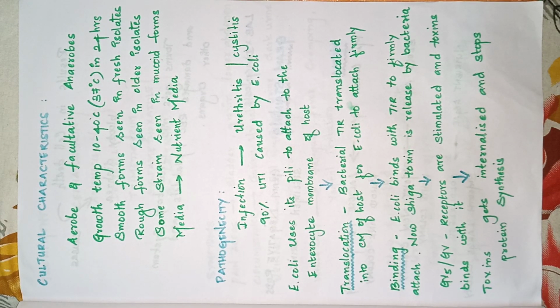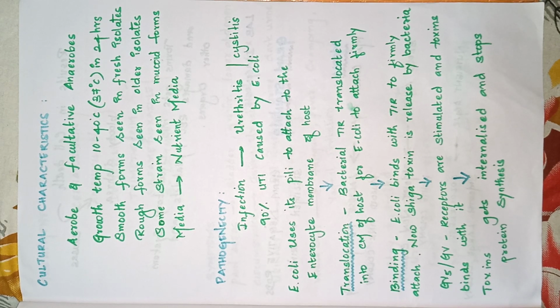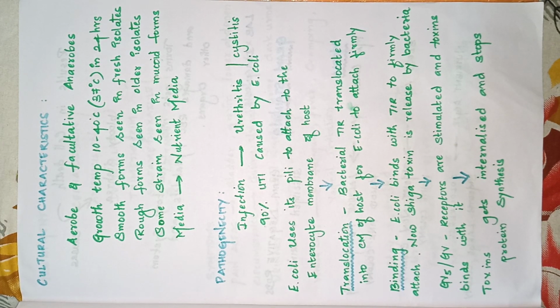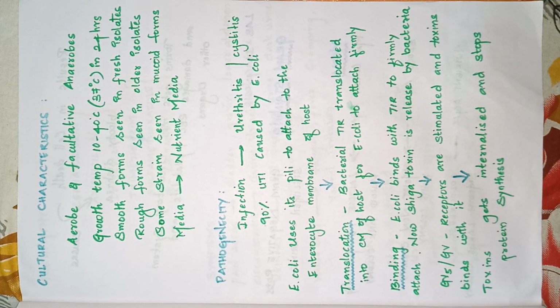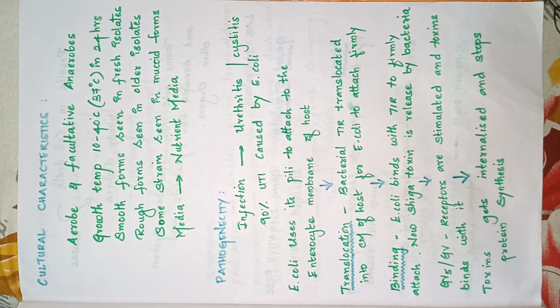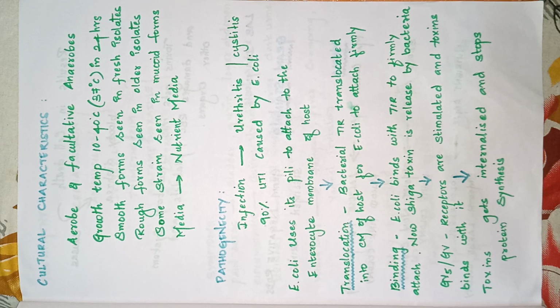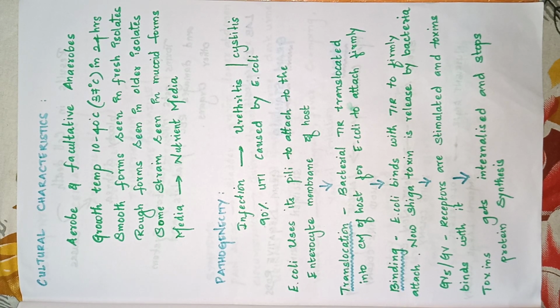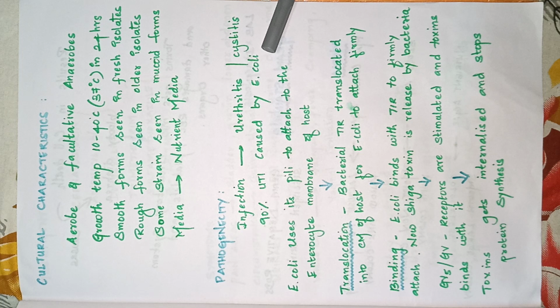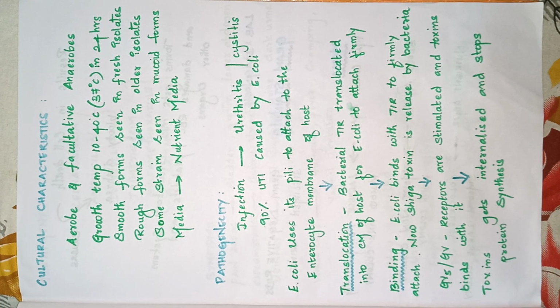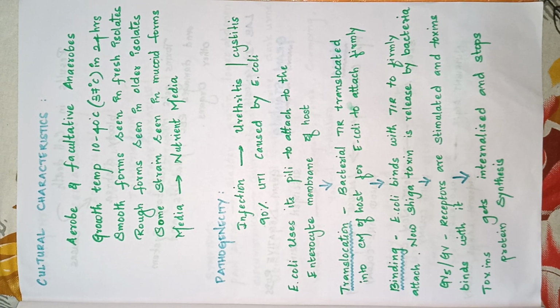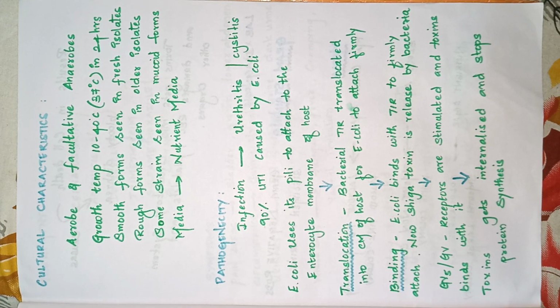Now let's see about the pathogenicity of E. coli. The type of infection it causes is urethritis or cystitis. Urethritis is an infection caused in the urethral region. Urethritis is a type of infection caused by E. coli, and mostly 90% of UTI is caused by E. coli. Compared to other bacteria, E. coli is the main reason for causing UTI. Understood? So next we'll be seeing about its pathogenesis.